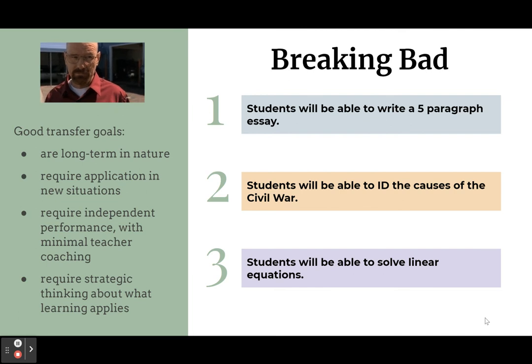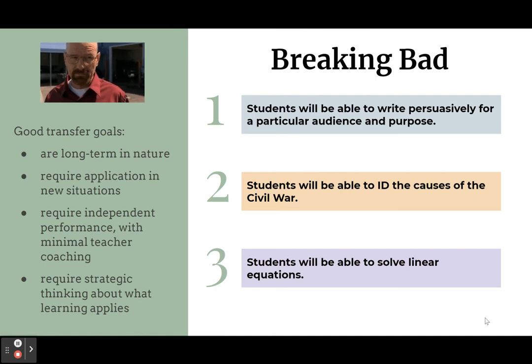But it doesn't necessarily require strategic thinking about what learning applies, and it might not be applicable in all sorts of new situations. So here's a transfer goal that I wrote instead that might fit our characteristics of good transfer goals a little bit better. I said this. Students will be able to write persuasively for a particular audience and purpose.